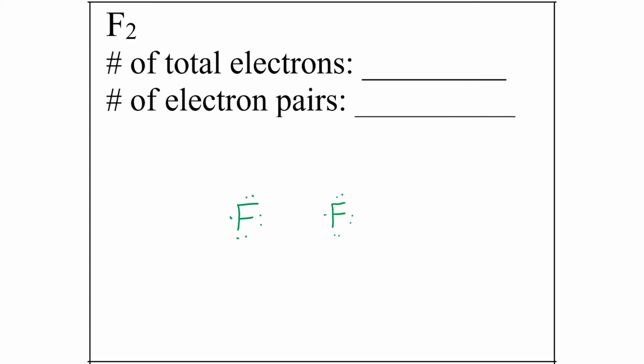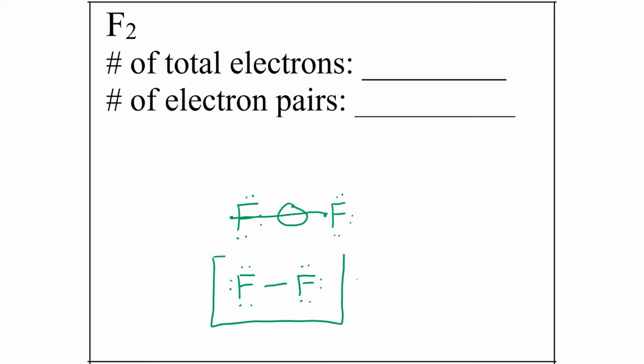So now only the single dots, y'all, can make bonds. So I'm just going to connect the dots. So I know there's one bond between these two F's. Now to finish out my problem, I'm going to be redrawing it to make it look nice. And this is my final answer. You guys can count the total number of electrons and number of electron pairs afterwards, but you really don't need to using the shortcut method.